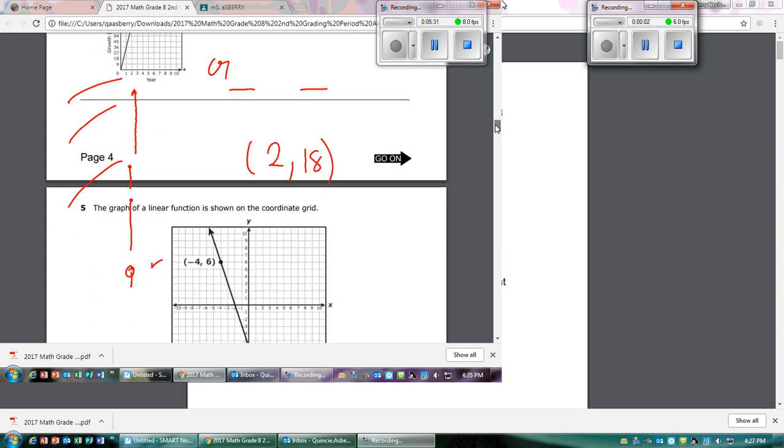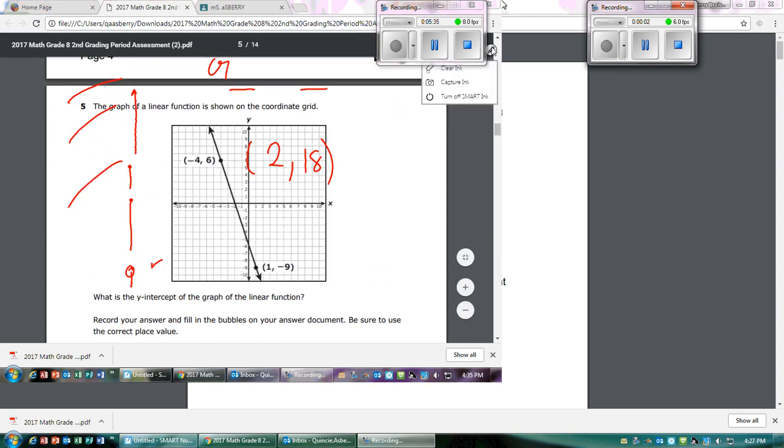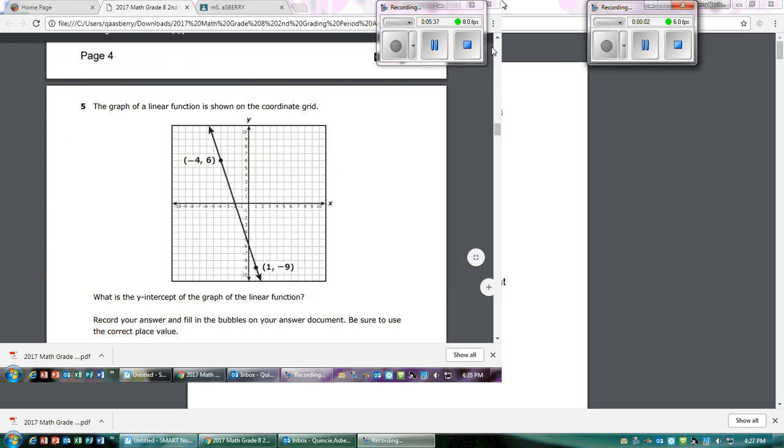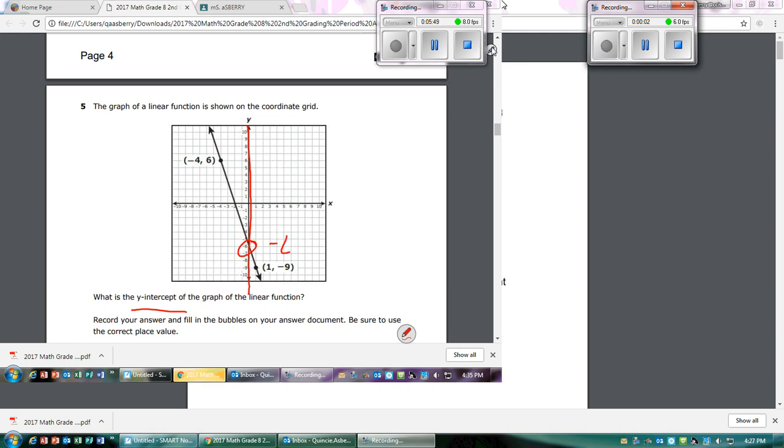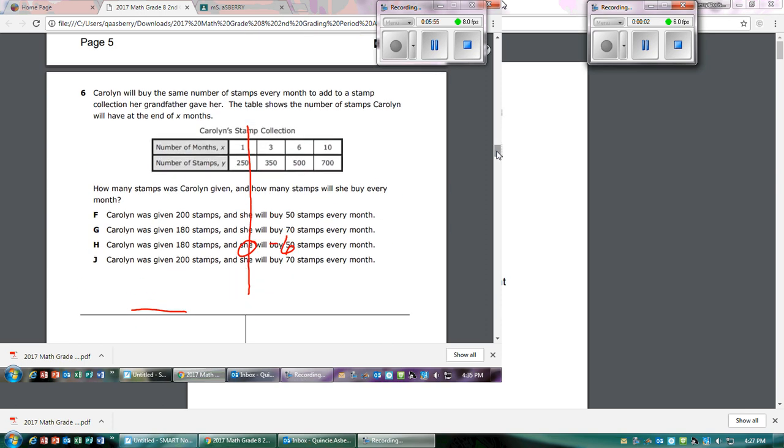Sorry. Looking at 5. Let me clear all this mess out. 5. The graph of the linear function is shown in the coordinate grid. What is the y-intercept? Remember, y-intercept is where it's crossing on the y-axis. Here's my y-axis. It's crossing here at -6. I should have put -6.